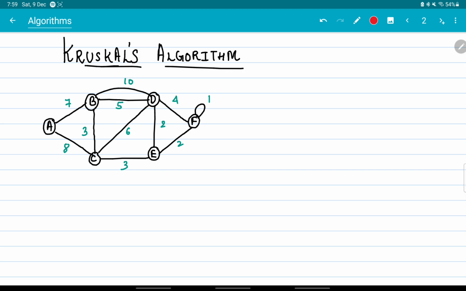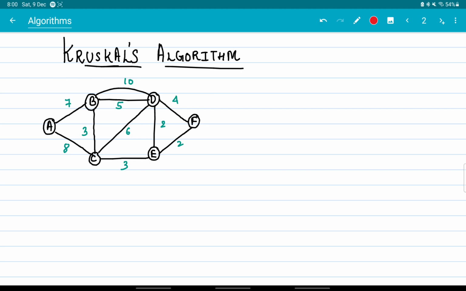Now, as you can see, I have a graph over here. The first step to find the minimum spanning tree for your given graph is you need to remove all the loops that are present in the graph. If you see here, we have a loop over here, right? A self loop kind of thing. So the first step is you need to remove all of these loops. This should not be considered while forming your minimum spanning tree. So I'll be removing this loop. Okay, this step is done.